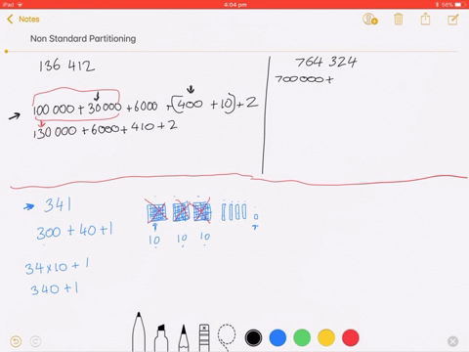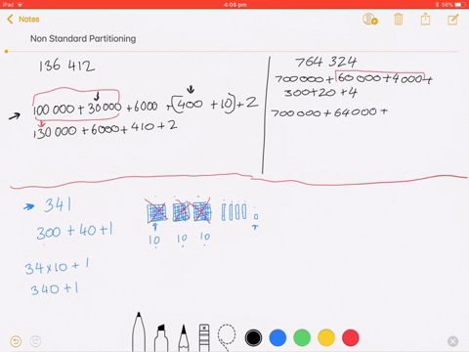700,000 plus 60,000 plus 4,000 plus 300 plus 20 plus 4. So if you wanted to go for non-standard partitioning, you could have left your 700,000 at the front there. So that's your 700,000. Then you could have combined the 60,000 plus your 4,000. And if you did that, you'd have 64,000 plus 300 plus, let's say you wanted to combine the 20 and the 4, plus 24.